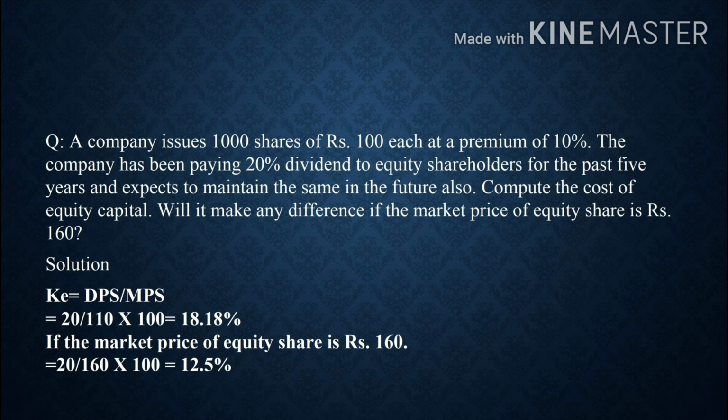Then what will happen if the market price of equity share is rupees 160? So simple, 20 divided by 160. Here dividend 20 is the same and market price per share is 160. So 20 divided by 160 into 100, 12.5%. Here you have to note that when market price increases, the value of cost of equity capital will decrease.